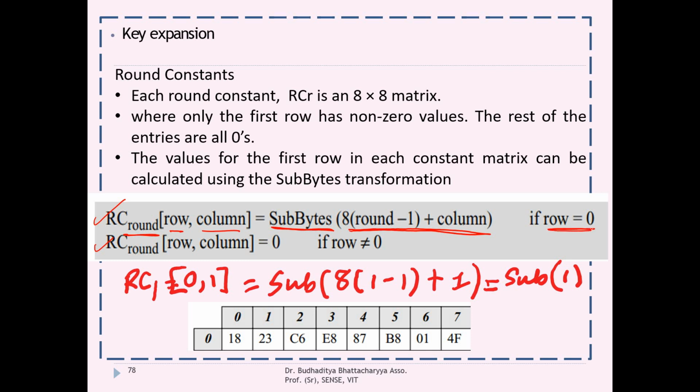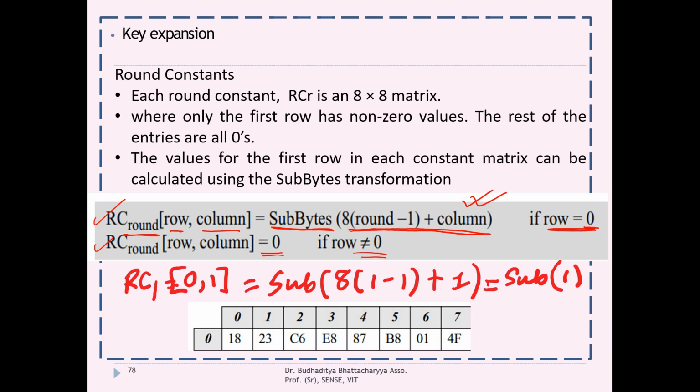If the row is 0, take that entry. And if the row is non-zero, we are supposed to finish off with zeros. That means only the first row entry of RC1, or RCi if I call it, will have the non-zero elements. The rest of the 7 rows will all have 0 elements, because this is only when the row is 0. For the rest, the row is not equal to 0.